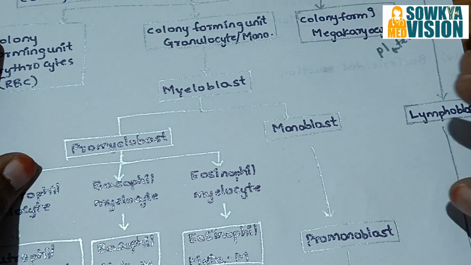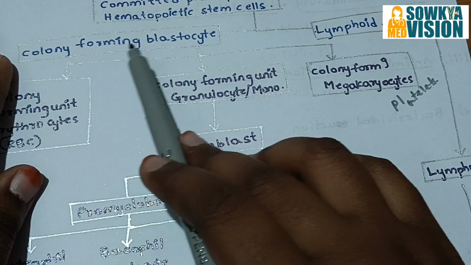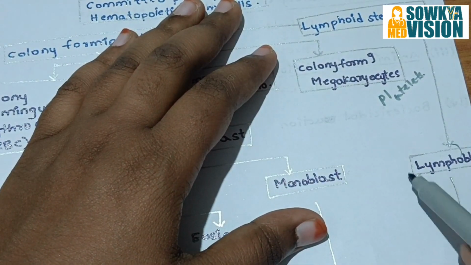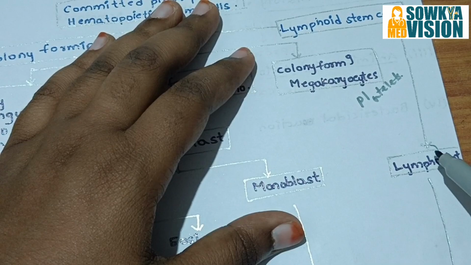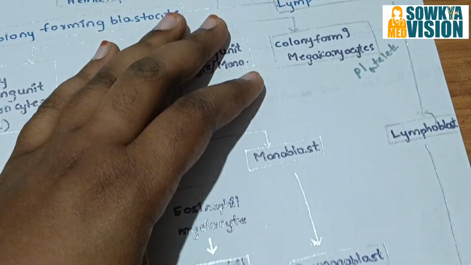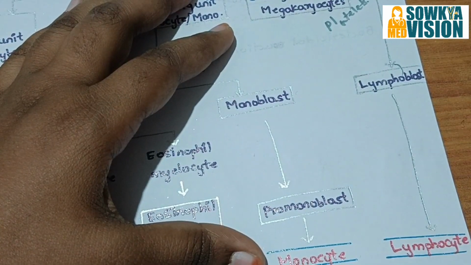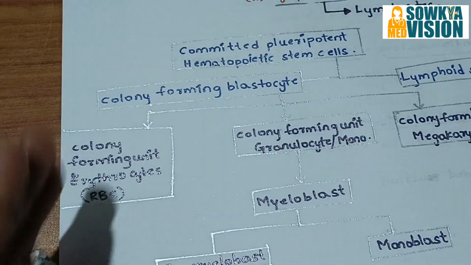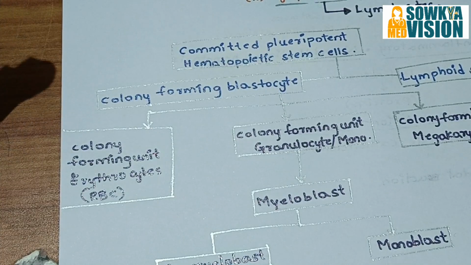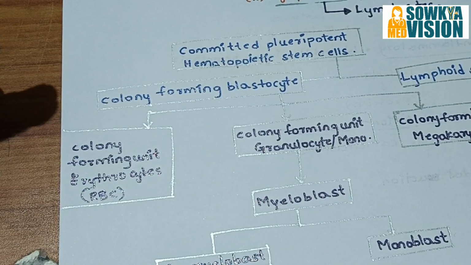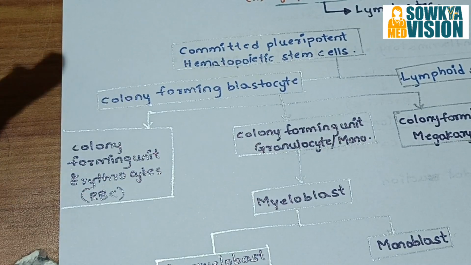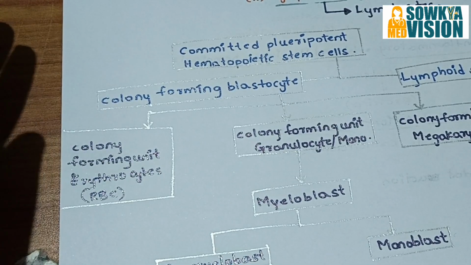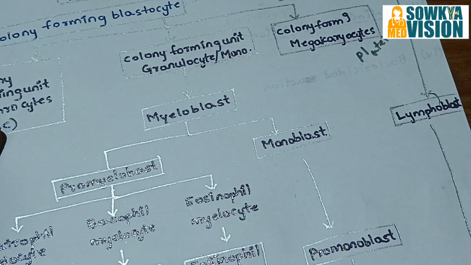Here in the beginning of the classification, we divided it into colony forming blastocyte and lymphoid stem cells. From these lymphoid stem cells, lymphoblast is developed, and the lymphoblast matures into lymphocyte. First of all, the process begins with committed pluripotent hematopoietic stem cells, divided into colony forming blastocyte and lymphoid stem cells, whereas lymphoid stem cells undergo maturation, forming lymphocyte.